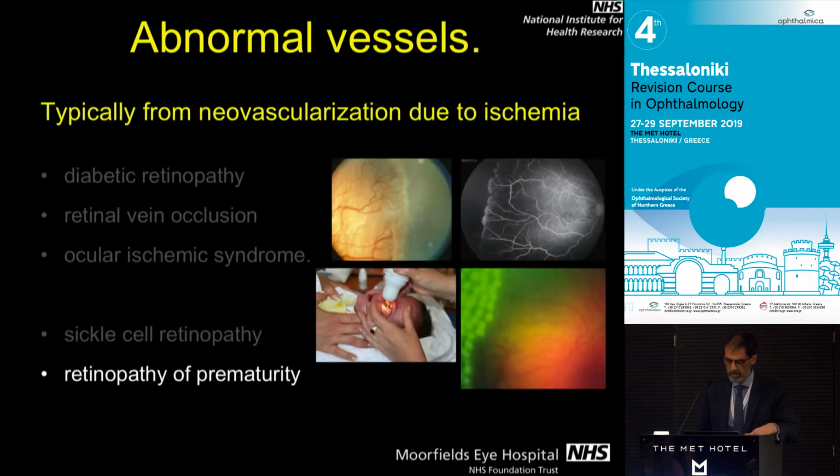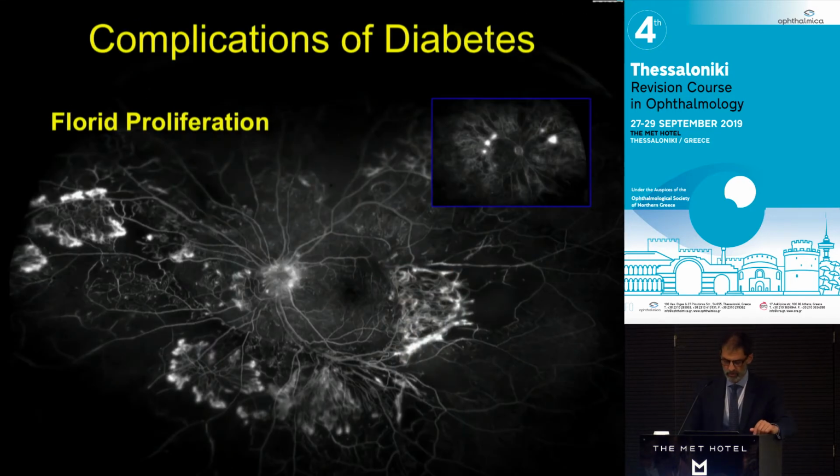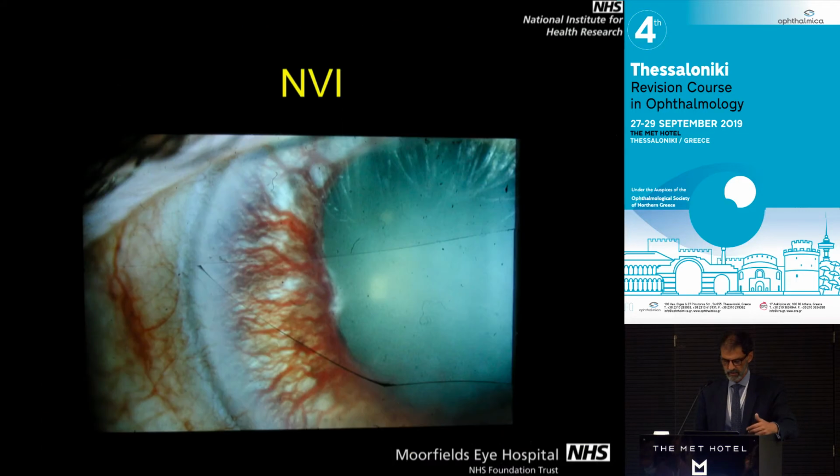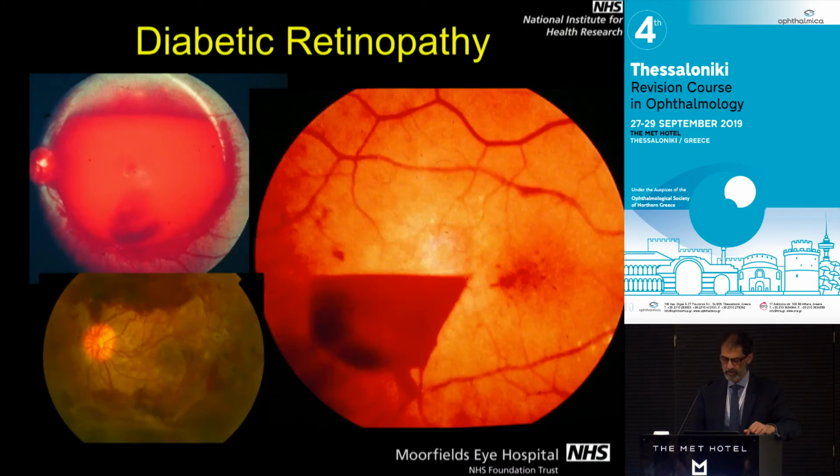Slightly rarer are sickle cell retinopathy and ROP, but not in the adult age group. And of course, florid proliferation from diabetes. This is not unfamiliar territory to you, but it is a very common cause of vitreous hemorrhage. And it can be both subhyaloid and intravitreal.